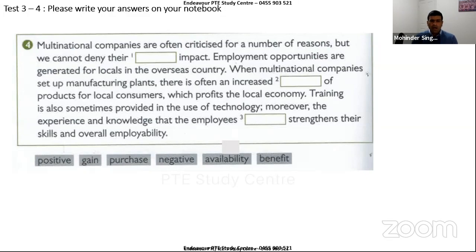So, however, moreover, the experience and knowledge that the employees, what do they do to experience and knowledge? They gain. Gain strengthens their skills and overall employability. Right, next one. There we go.